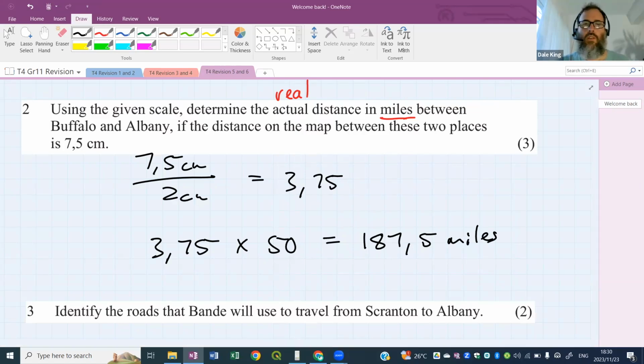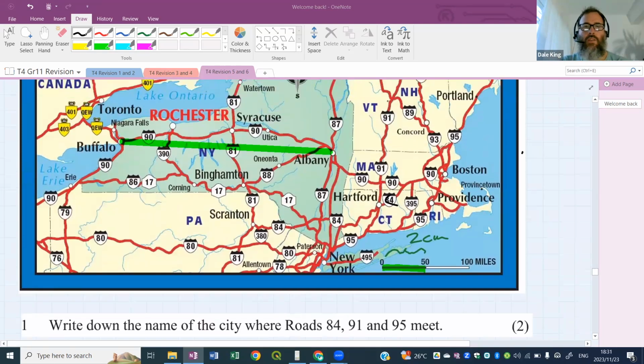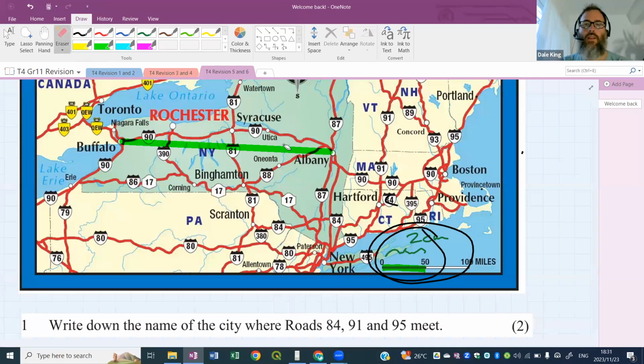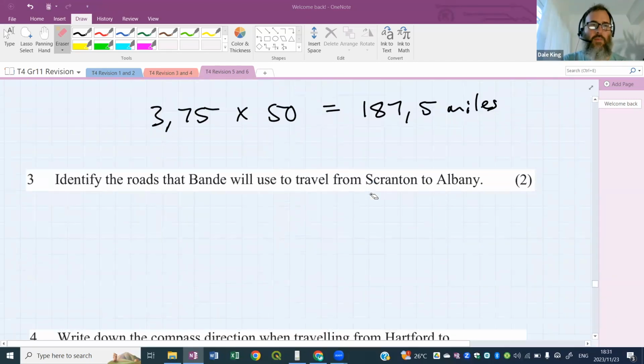Okay, so we're cutting the big green line up to see how many of these little green sections we have. So there's our big green line. We want to know how many of these little green pieces we can fit on that line, because each one is 50 miles. So we're going to cut the big one up, divide 7.5 centimeters by 2 centimeters. We found there was 3 3/4 of these that we can fit in there, and then each one is 50 miles, so you times by 50. All right. It's math lit. All right, number 3.